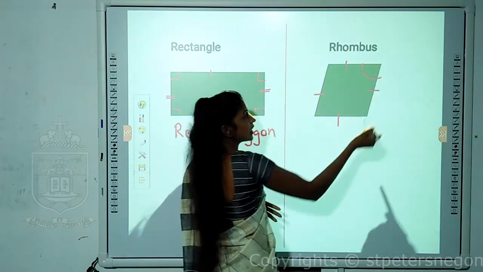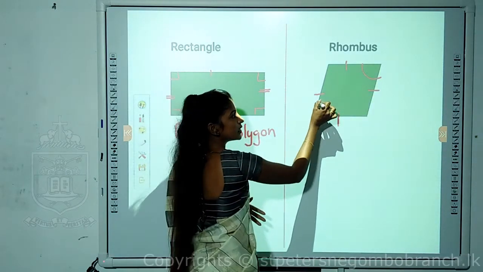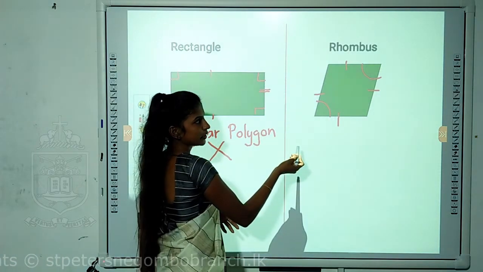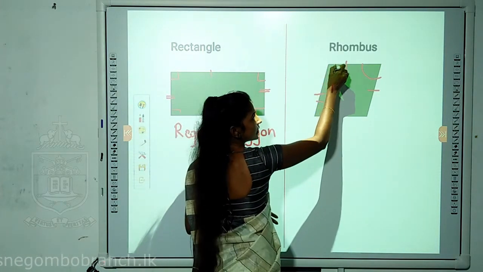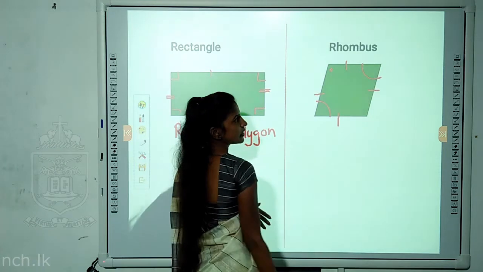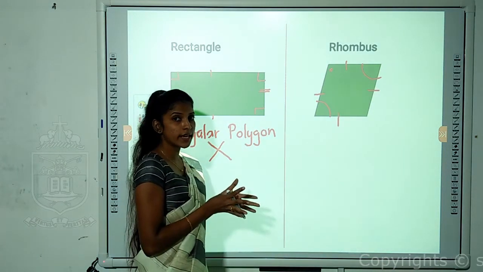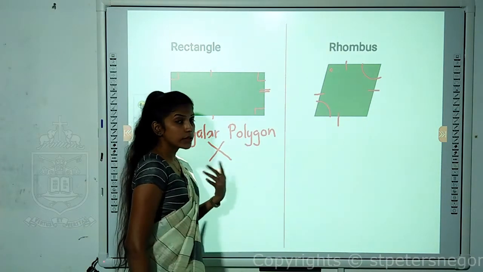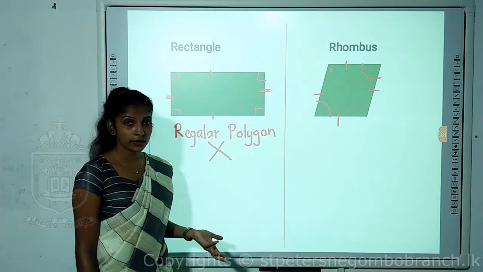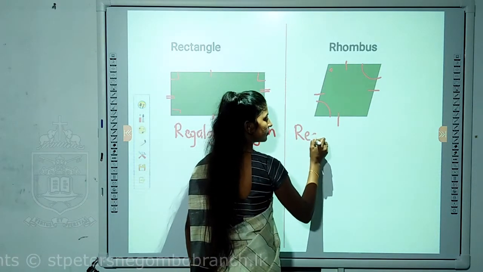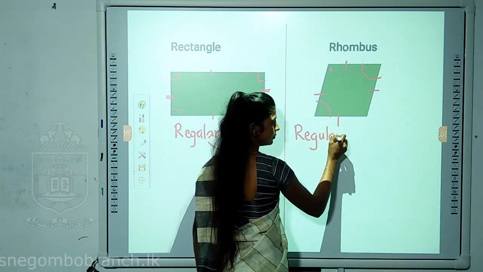That means this angle is equal to this angle. You all can see with the shape, right? But this angle is equal to this angle. All 4 are not equal. Only opposite angles are equal. So again, can we consider this as a regular polygon? No. Why? It's not a regular polygon. Rhombus is not a regular polygon.